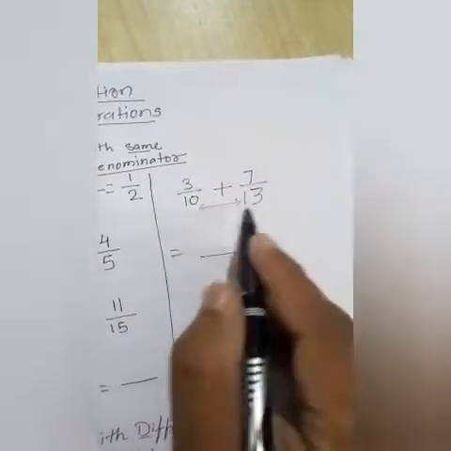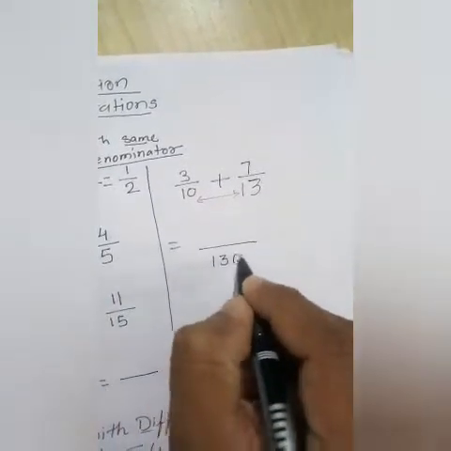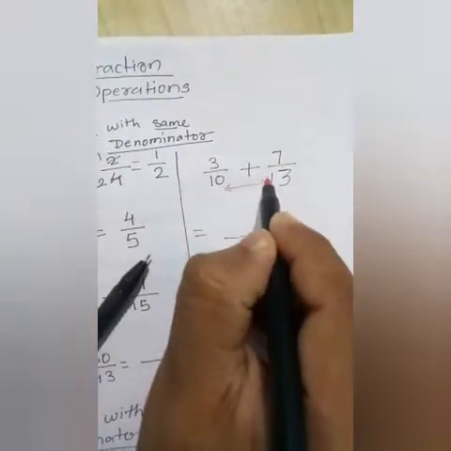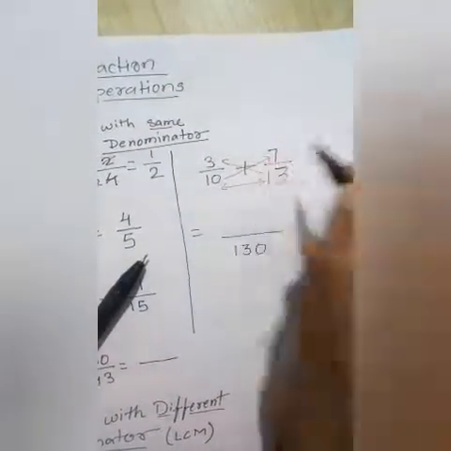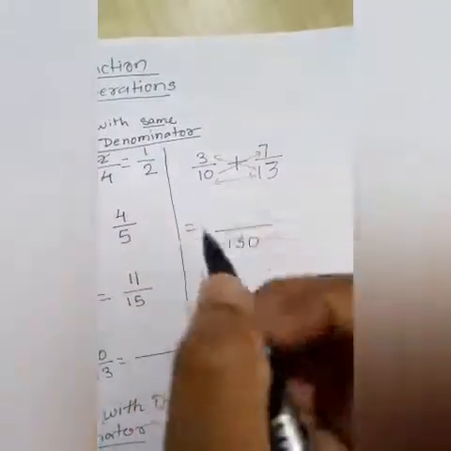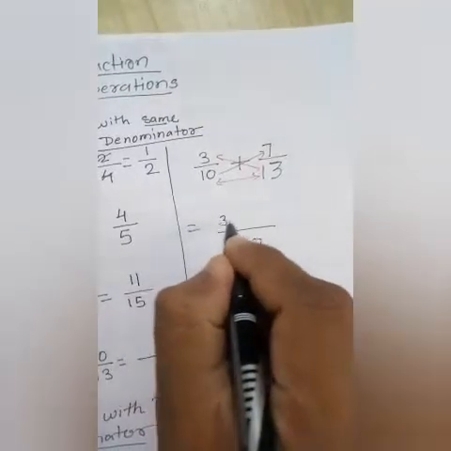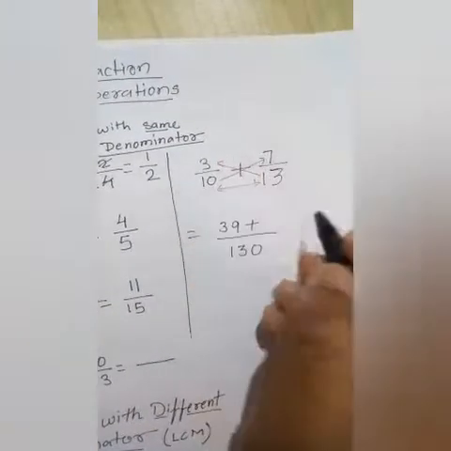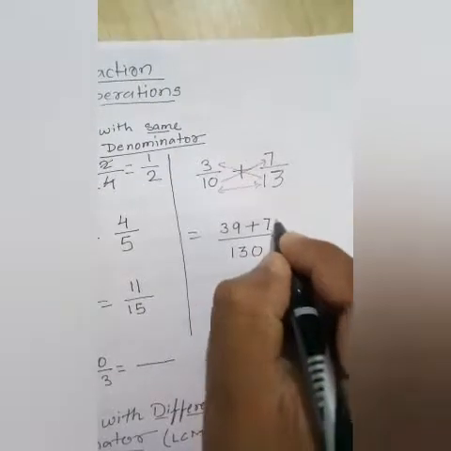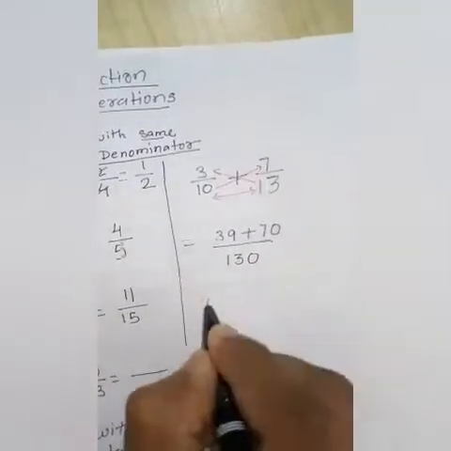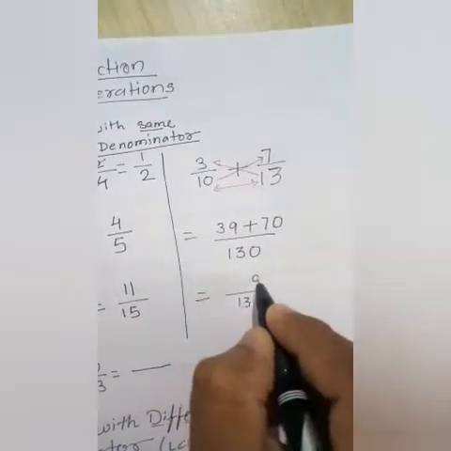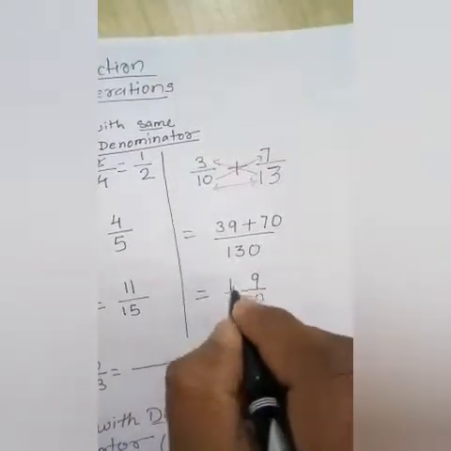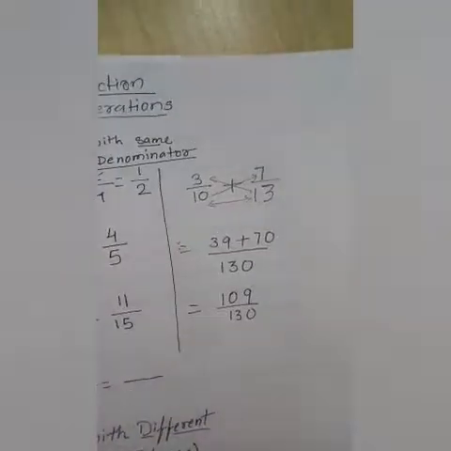You will multiply the denominators directly to get your final denominator in the answer. So 13 tens are 130. And now what to do? Cross multiplication. Yes, right answer. You cross multiply these two. Let's see what will come. 13 threes are 39. And 10 sevens are 70. Good. Now add them. So that will be your answer. 39 plus 70 is 109 upon 130.